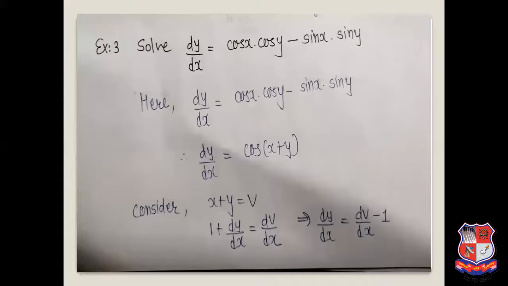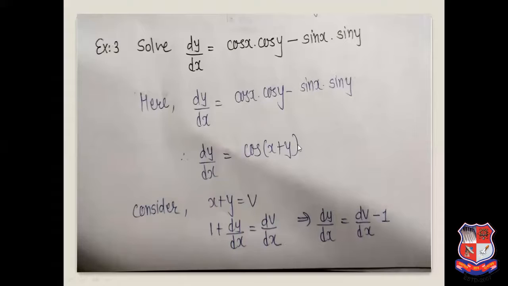Example number 3, solve dy by dx equals cos x cos y minus sin x sin y. See this example, we can't directly separate the variables of x and y, but we know the formula of cos(x plus y). The formula of cos(x plus y) is cos x cos y minus sin x sin y.